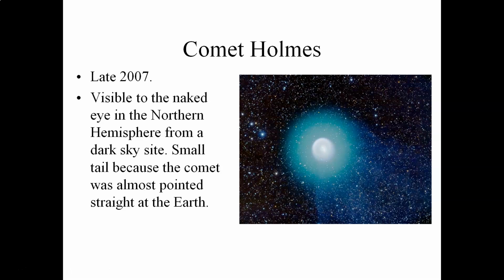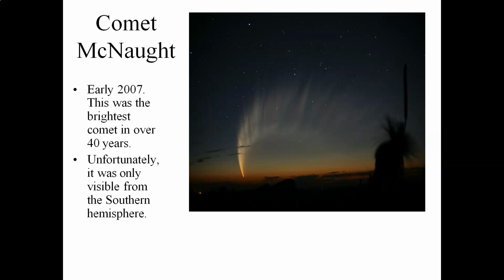Here's another famous comet from about 13 years ago, from late 2007. This is called Comet Holmes. It was visible to the naked eye from a dark sky site. It had, however, a small tail because the comet itself was almost pointed straight at the Earth. Also back in 2007, there was another fairly bright comet, but unfortunately only visible in the southern hemisphere. This was Comet McNaught. It was not visible from the northern hemisphere.